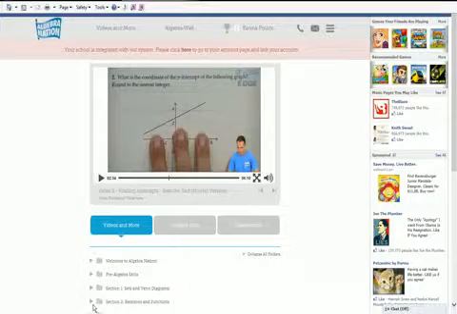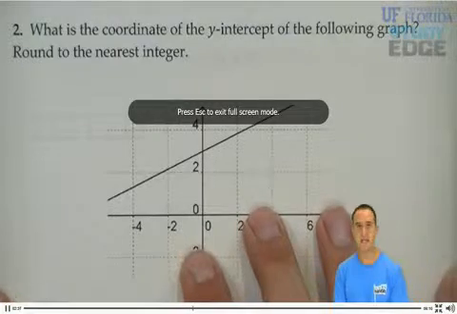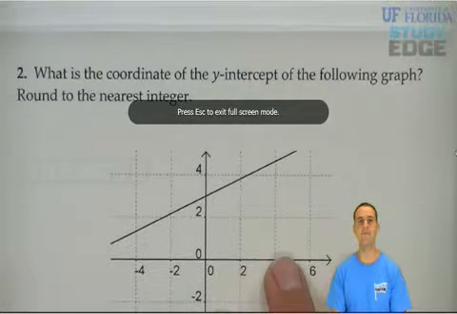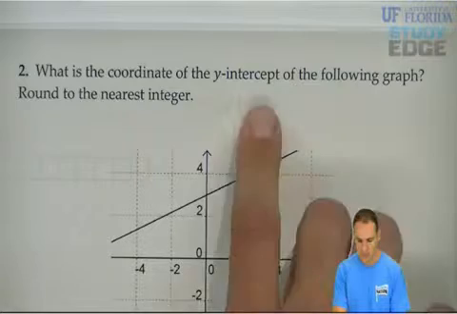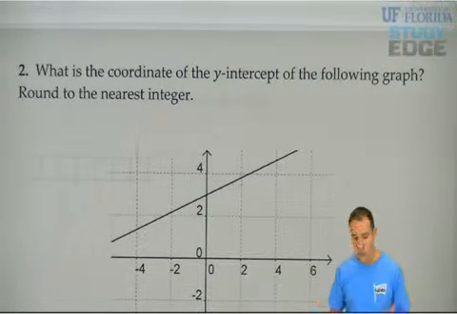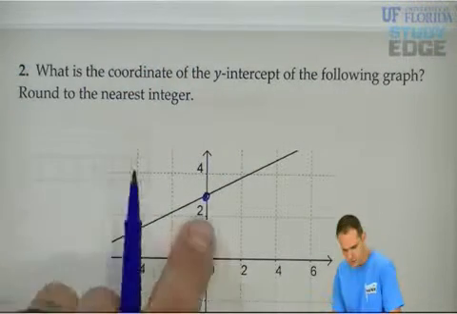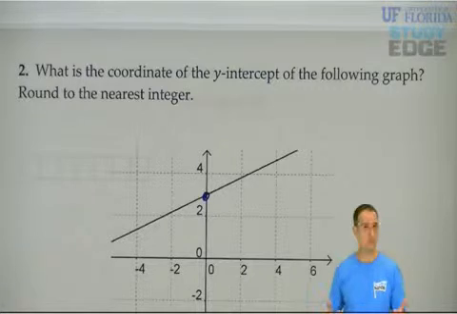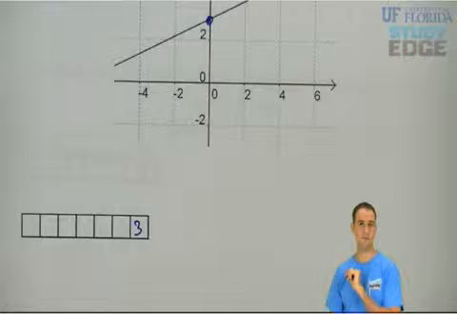Okay, back to work. What is the coordinate of the y-intercept of the following graph? Round to the nearest integer. So in this case, they want the coordinate of the y-intercept. Well, the y-intercept is where the graph hits the y-axis, which is right here. And it looks like it's between 2 and 4. So if it's between 2 and 4, the closest answer would be, of course, 3.